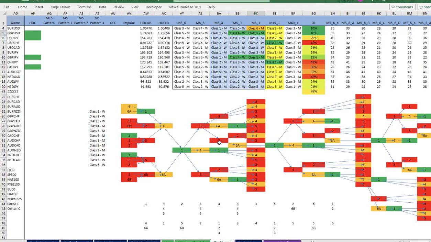All right, so there you have it. That's quite a complete, I think, overview of how to use the software, the Trade Manager.